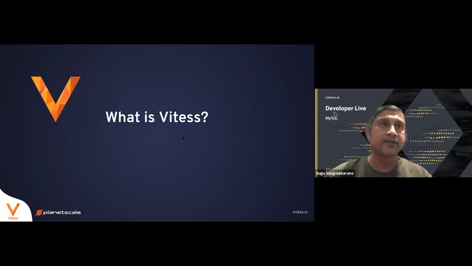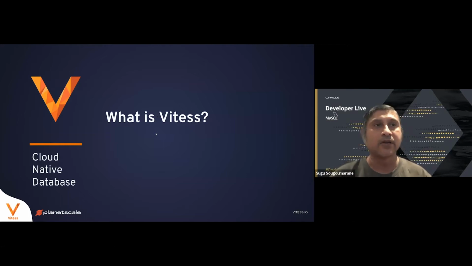Okay? What is Vitess? Vitess is essentially what we call a cloud-native database. There are many definitions of what cloud-native means. We'll actually cover what that means in terms of storage, and I'll talk about some of those examples and use cases. Okay. Vitess is also massively scalable.